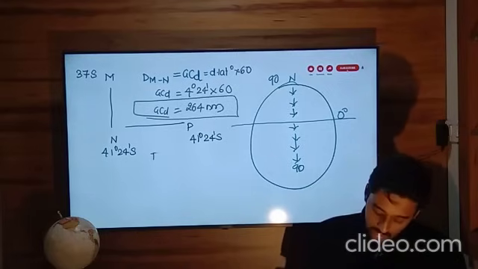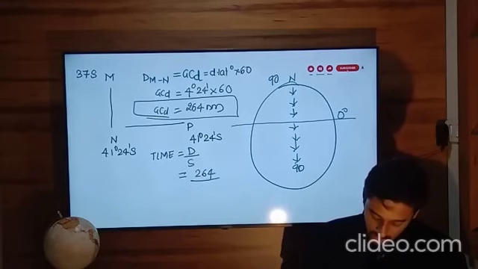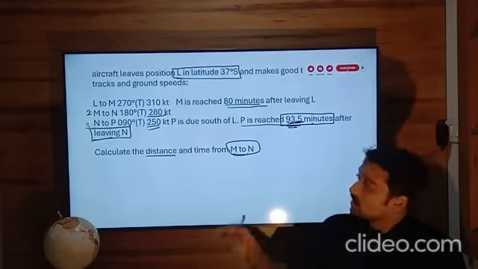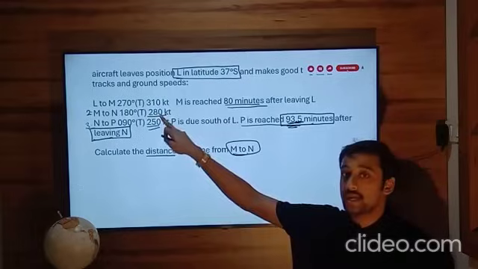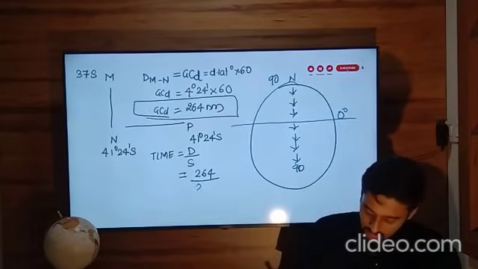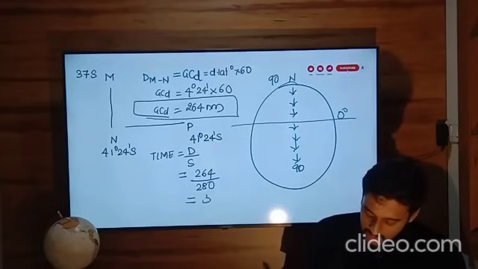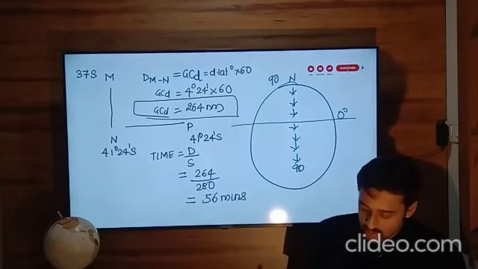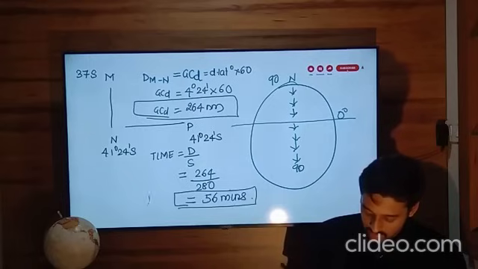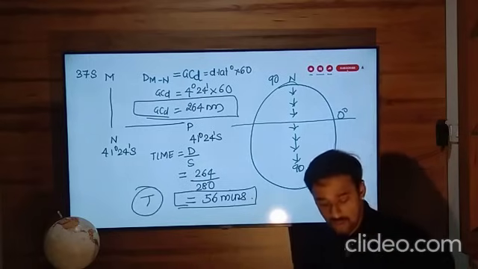Now time. Time will be distance divided by speed. Distance is 264. Speed is how much? It's given. You're traveling from M to N at 280 knots. So put 280 there. So time will be equal to 264 divided by 280, which is 56 minutes. So this is the end of our answer.